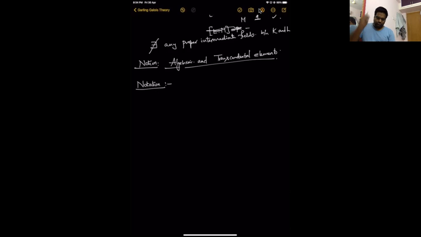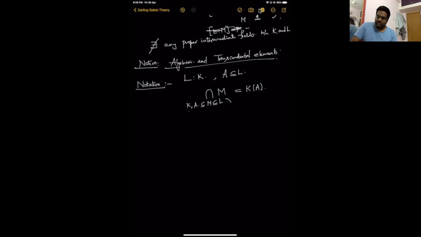So as usual, let L over K be an extension, and A be a subset of L. Let us take the intersection of all subfields M, where M is a subfield of L, which contains both K and A. So all the subfields of L containing both K and A, this intersection is denoted by K(A).